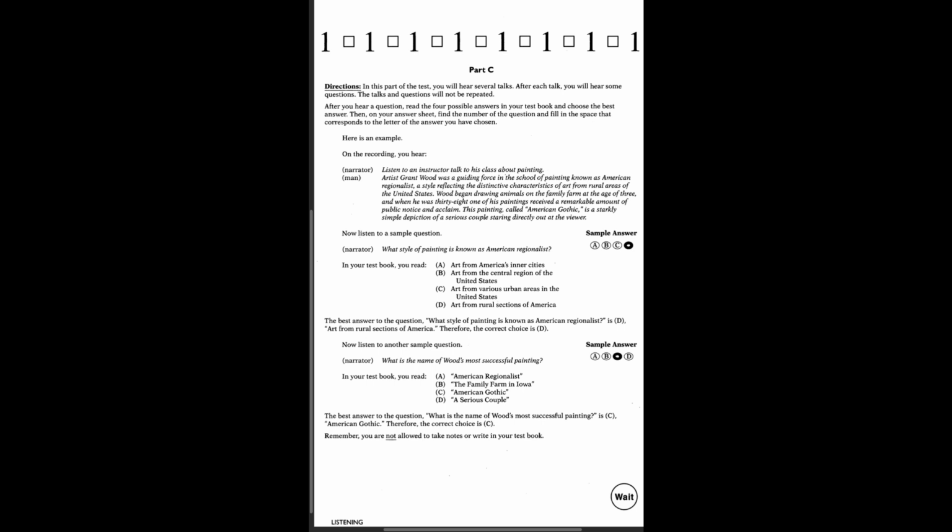Now listen to another sample question. What is the name of Wood's most successful painting? In your test book, you will read A. American Regionalist. B. The Family Farm in Iowa. C. American Gothic. D. A Serious Couple. The best answer to the question, what is the name of Wood's most successful painting, is C. American Gothic. Therefore, the correct choice is C. Remember, you are not allowed to take notes or write in your test book.